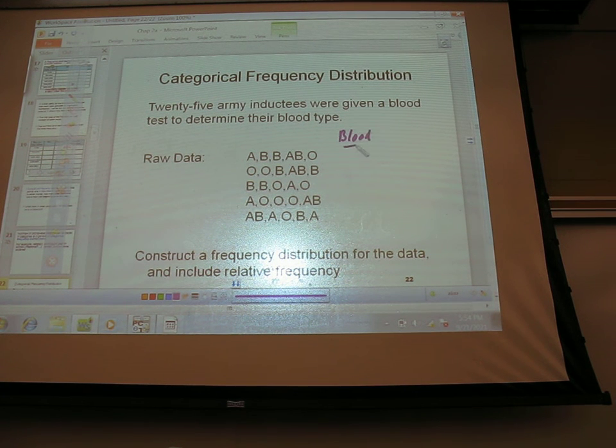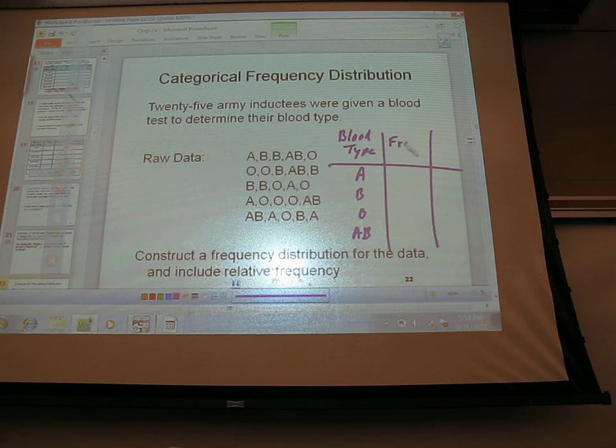Would you like us to just find the relative frequency? So you guys are going to do your blood types. You're going to find your frequencies of these, and you're going to find the relative frequencies of them. All right, so, I'm sorry, I know my writing's bad. All right, so get to it.